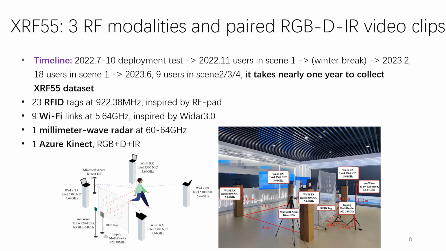The XRF55 dataset incorporates 3 RF modalities alongside paired RGB DIR video clips. The timeline for the dataset's collection spans nearly a year. The dataset utilizes various technologies including 23 RFID tags, 9 Wi-Fi, 1 mm wave radar functioning in the 60 to 64 GHz range, 1 Azure Kinect, which captures RGB, depth, and infrared data. The combination of these modalities enriches the dataset, providing a comprehensive basis for action recognition and analysis in indoor environments.